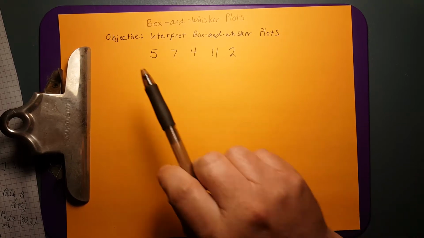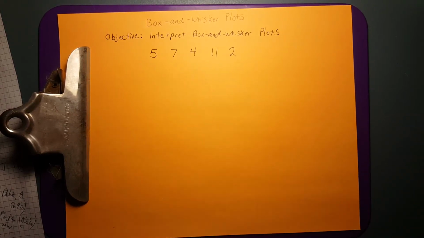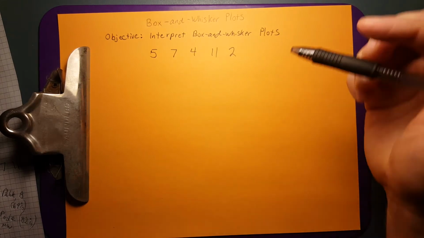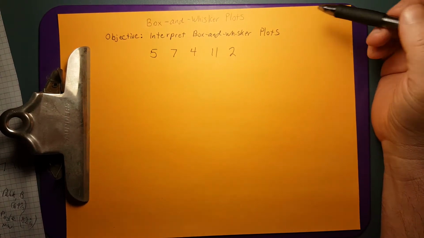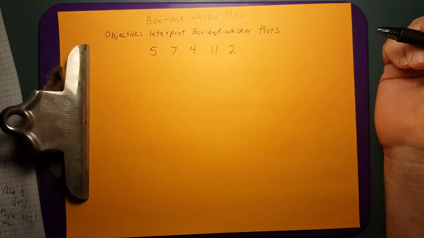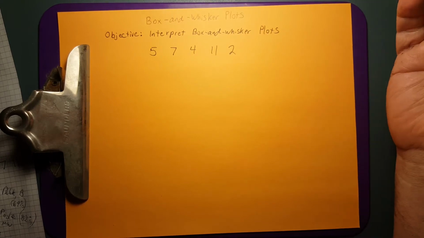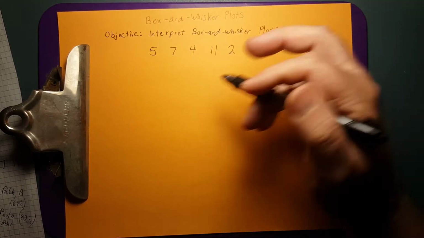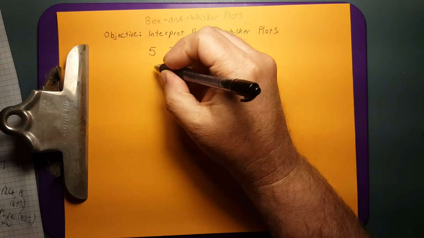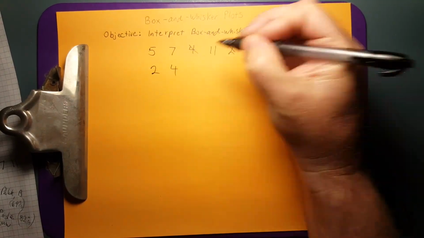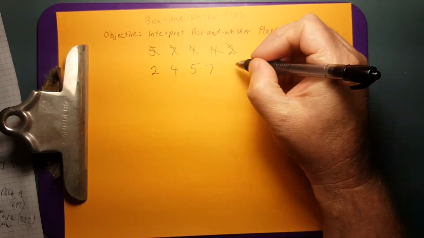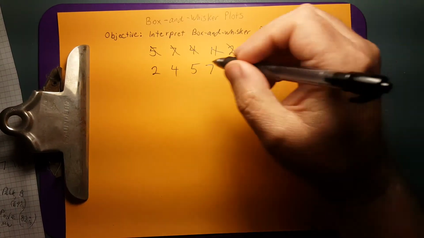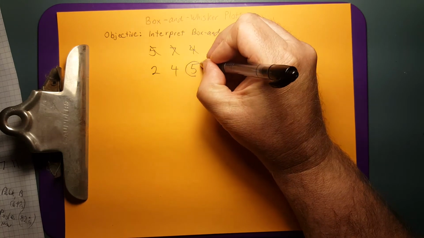Okay, you have a set of data. This might look familiar. It's similar to the kinds of data sets you started with when you were finding interquartile range. And we're going to start by finding the interquartile range. Remember, step one is to find the median. So we're going to put these in order first. 2, 4, 5, 7, and 11. So we have them in order, and we know that our median is 5.